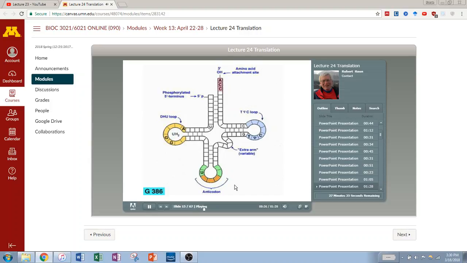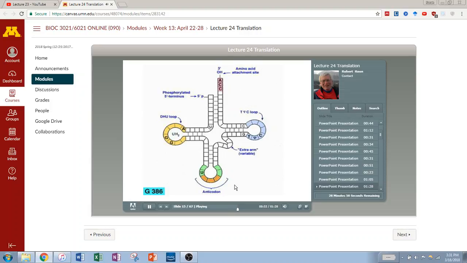The tRNA has 3 stem loop arms. The DHU loop contains a dihydrouridine residue. The anticodon loop has a nucleotide triplet, the anticodon, which recognizes a specific amino acid codon in the messenger RNA. This anticodon-codon recognition contributes to the amino acid specificity of a given tRNA in the translation process.